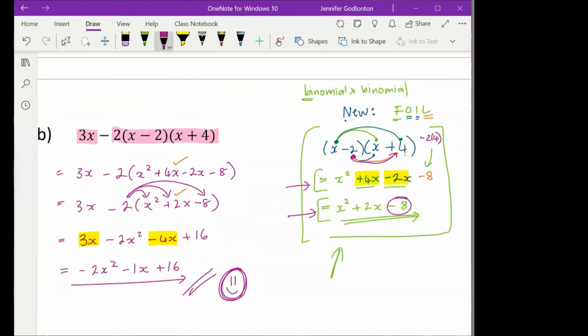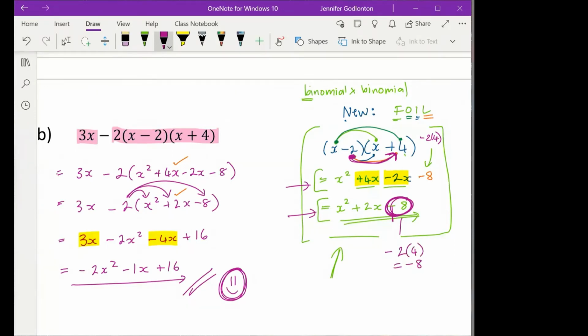Okay, so the -8 is coming from saying, what is -2 times +4? So -2 times +4 is going to give me -8. That's how I'm getting that -8. So I've got -2 times +4, which is equal to -8.